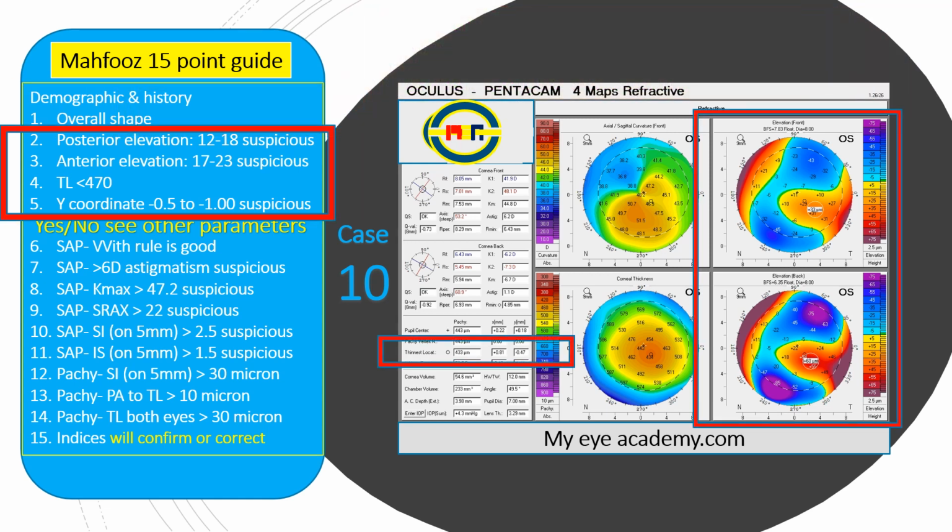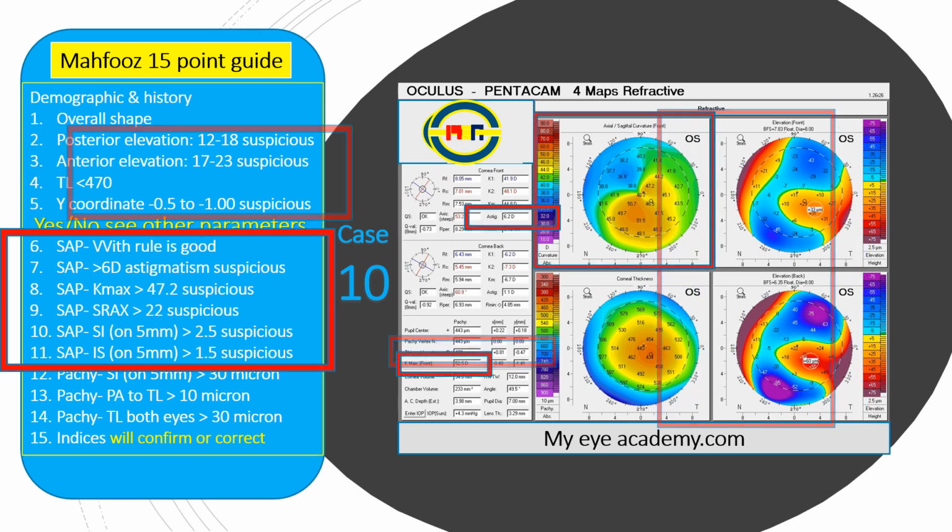Look at that. The posterior elevation is much higher than the normal, and the thinnest location is 432, and the y coordinate is minus 0.47. Except the y coordinate, all of them are within the abnormal range. So this is probably a keratoconus cornea. Look at that, the y coordinate is 0.47, but every parameter doesn't have to be abnormal. That's the point. So we confirm it.